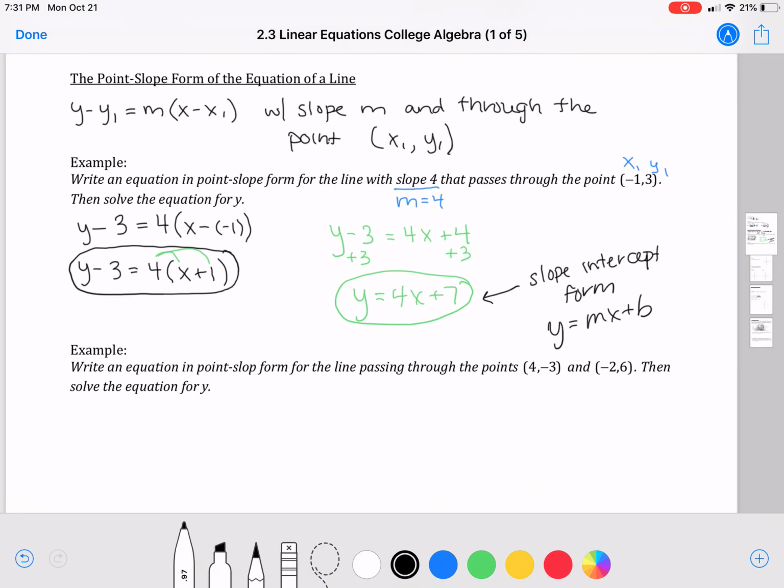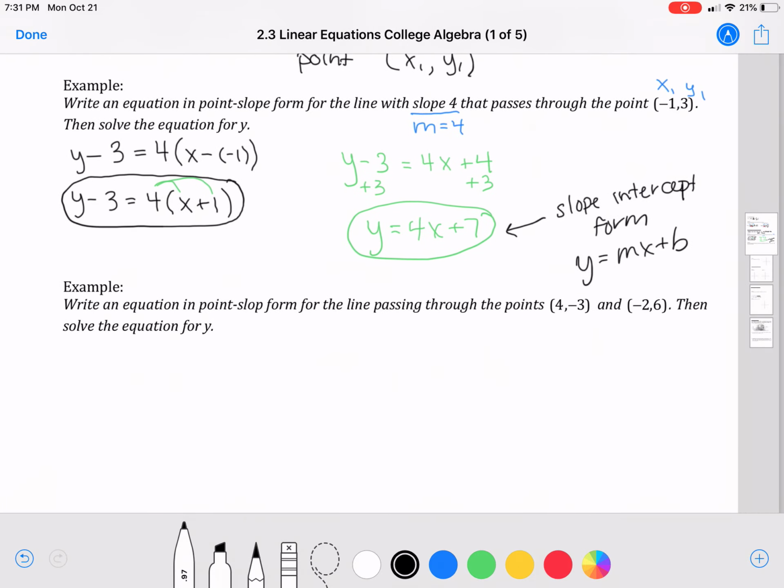All right. Second example, write an equation in point-slope form for the line passing through the points 4, negative 3, and negative 2, 6. Sorry about my dog. And then solve the equation for y. So on this problem, we're not given our slope, so we need to find our slope. So x1, y1, and x2, y2, labeling our points.